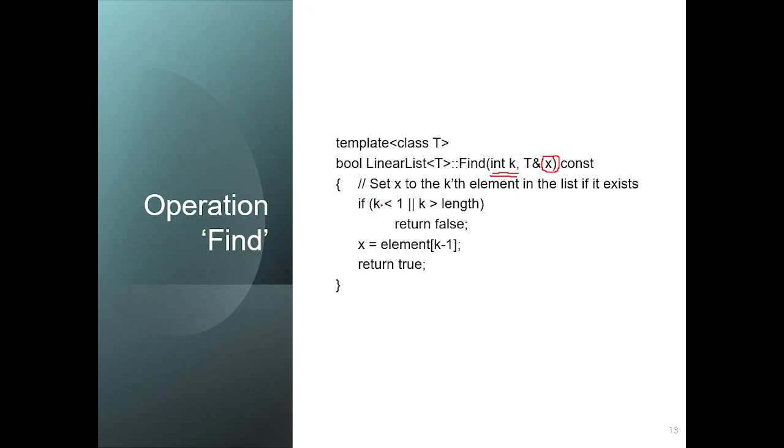First of all, it checks whether k is a valid value or not. If k is less than 1 or greater than the length of the list, then that means you are finding for something that is not in the list. So you return a false value. Otherwise, we set x to element k minus 1. So we access the kth element using that formula.